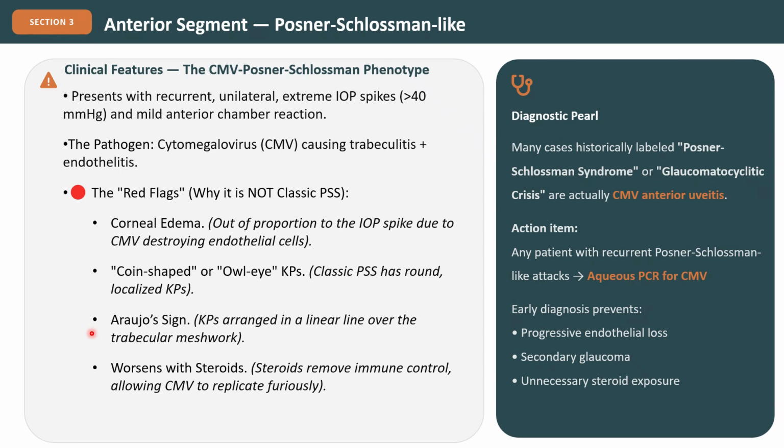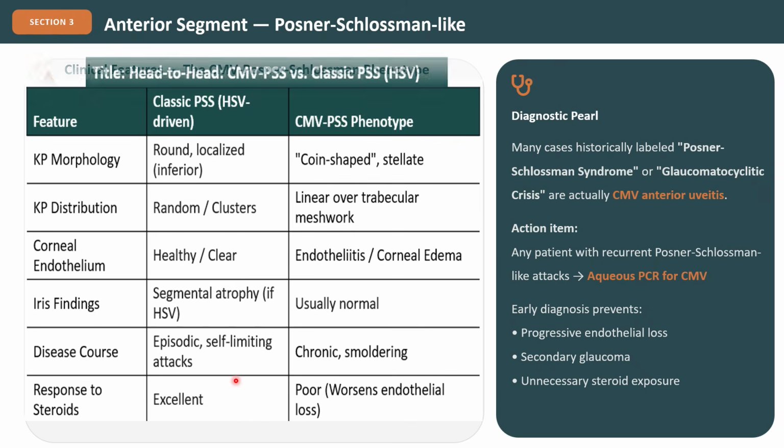Another sign is said to be the Arroyo sign. This is due to a linear arrangement of the keratic precipitates near the trabecular meshwork. So you'll find this precipitate near the 6 o'clock down position, a very fine linear precipitate. This is known as the Arroyo sign. This is one of the signs in favor of cytomegalovirus infection. And the reason for differentiation is that these people, if you start with steroids, will deteriorate. So you have to start immediately with antiviral treatment.